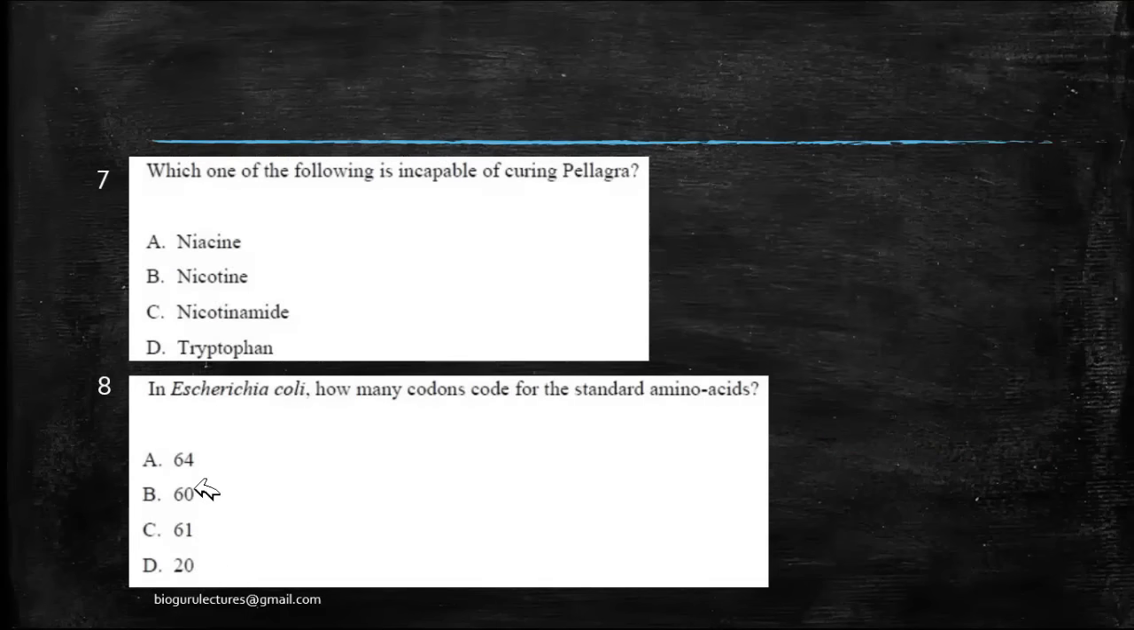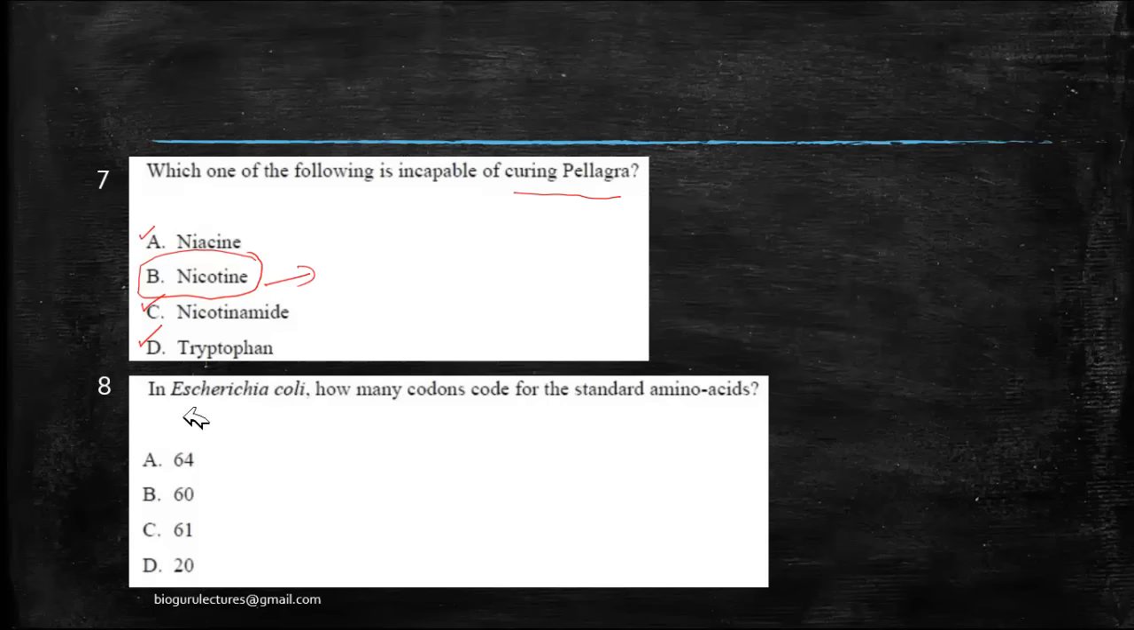Next: which of the following is incapable of curing pellagra? Pellagra is a type of non-communicable disease. We know that it is due to a deficiency of a B complex vitamin called niacin, and nicotinamide is also a form of it, and tryptophan is one of the important ones which enables the production of this vitamin. So nicotine is the odd one here. Nicotine is present in tobacco, and it doesn't have any relation with curing pellagra. So use a bit of common sense.